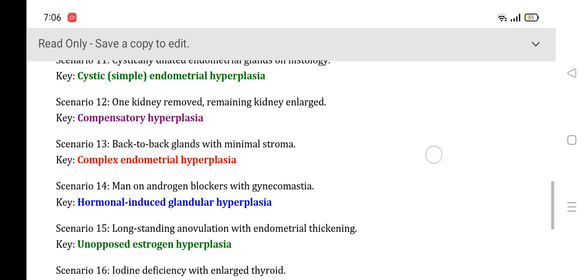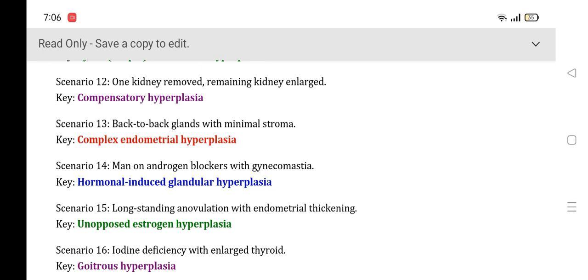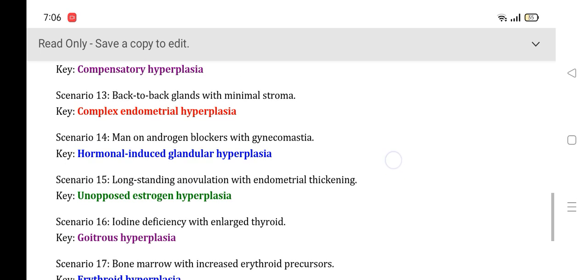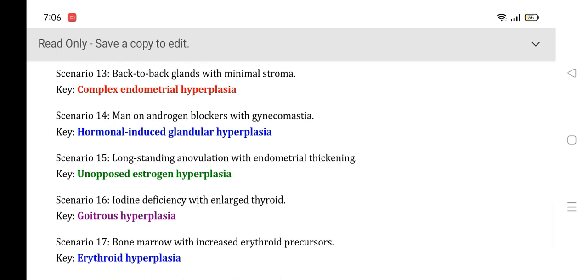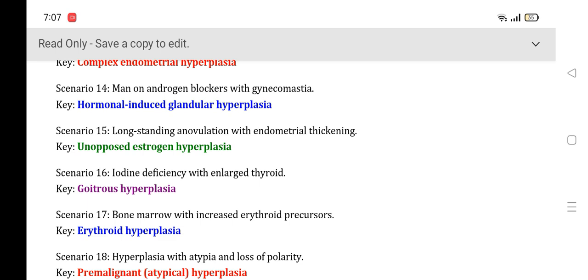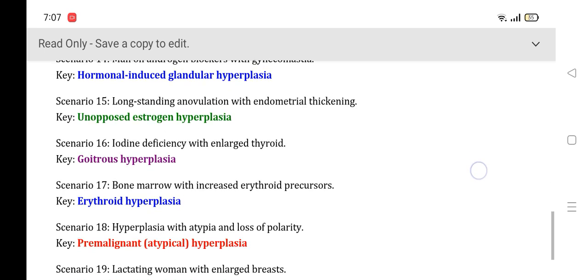of the other kidney. Then you must remember that if there are back-to-back glands with minimal stroma, it is a case of complex endometrial hyperplasia. Then a man on androgen blockers with gynecomastia is basically having hormonal induced glandular hyperplasia. The next question is a long-standing anovulation with endometrial thickening. It is because of unopposed estrogen hyperplasia.